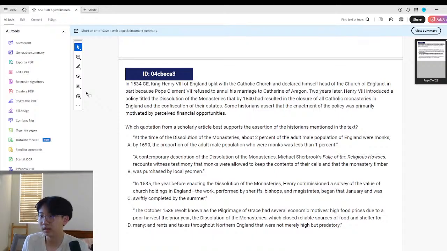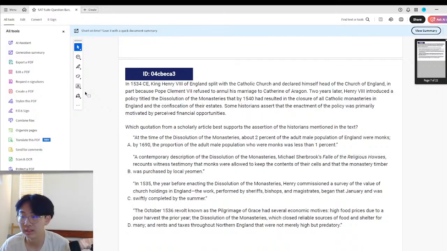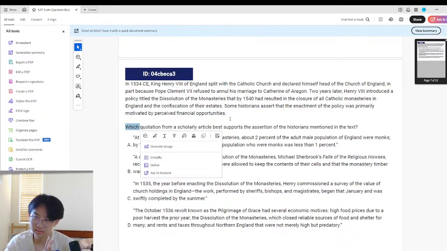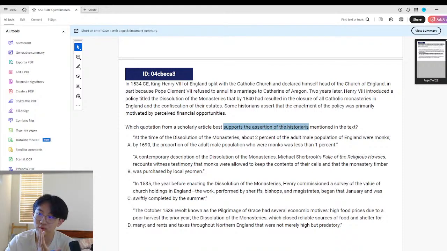So Henry VIII split from the Catholic Church and became head of the Church of England after Pope Clement VII refused to annul his marriage to Catherine of Aragon. Two years later, he introduced a policy titled the Dissolution of the Monasteries. In 1540, closure of all Catholic monasteries in England, confiscation of estates, enactment of the policy motivated by perceived financial opportunities. Okay, so we read the passage. I already read the question beforehand, but I didn't say that. So, which one best supports it, right?